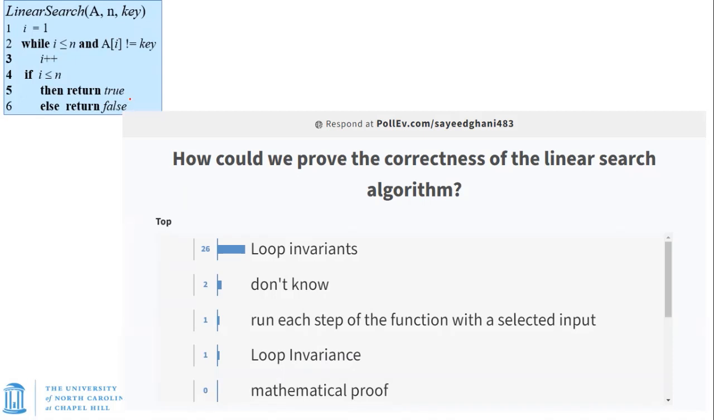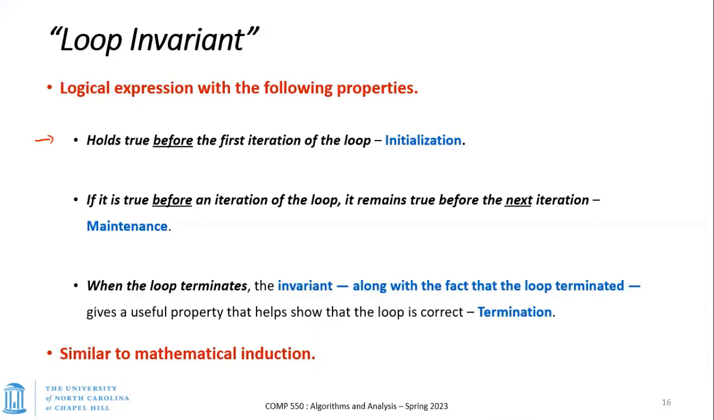In this case, there's only one loop, which is the while loop. Once you've identified that loop, you need to come up with a loop invariant, a logical expression which has to, first of all, hold true before the first iteration of the loop. That's called initialization. Then you've got the maintenance aspect, which says that if it is true before an iteration of the loop, then it has to remain true in the subsequent iteration. That's maintenance. All of this is simple mathematical induction.